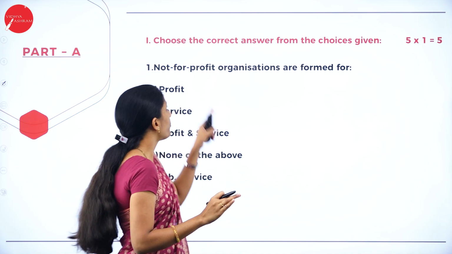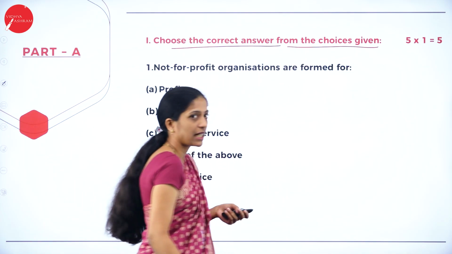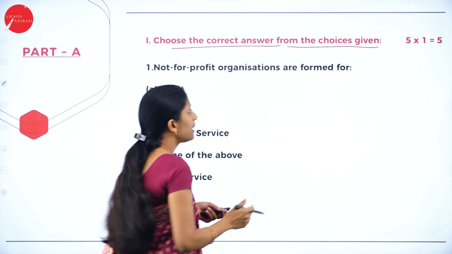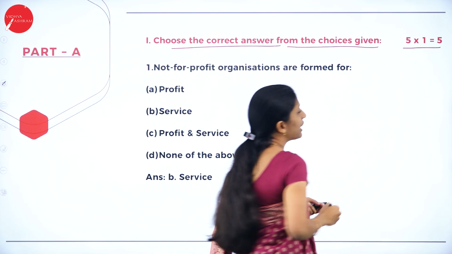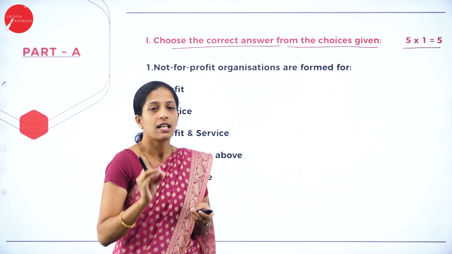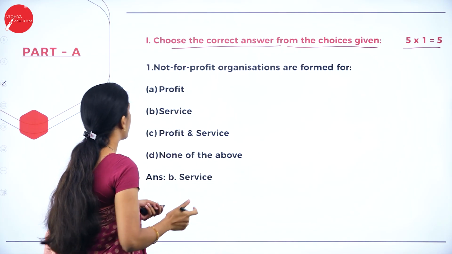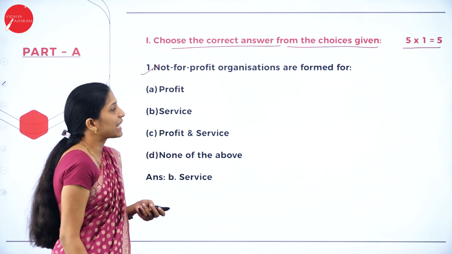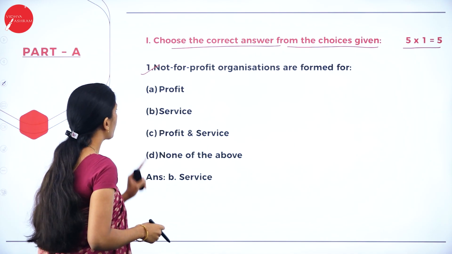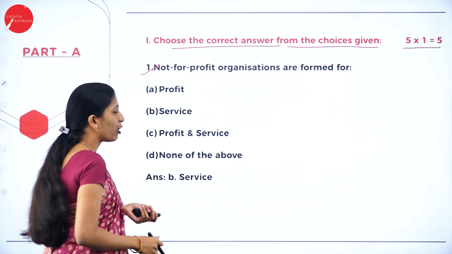Your first main question itself says, choose the correct answer from the choices given. In the sense, you have multiple choice questions, and here the marks they have given are 5 into 1 is equal to 5. In the sense, 5 multiple choice questions have been given, which carry 1 mark each. Now go through the first question. Not-for-profit organization are formed for. They have given the options: A, profit; B, service; C, profit and service; D, none of the above.